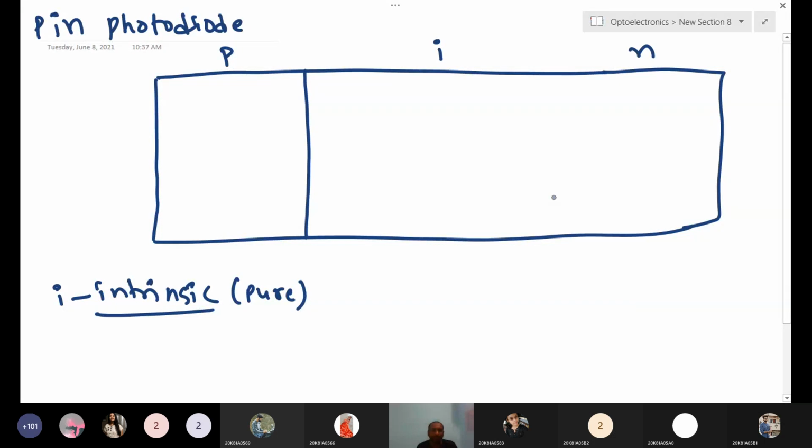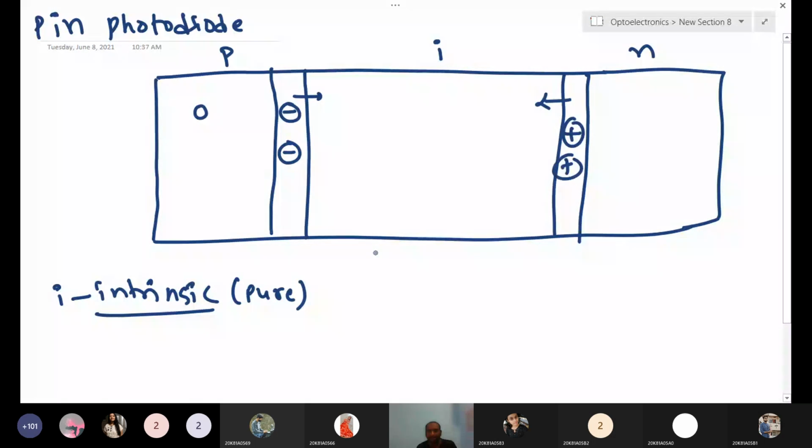Here we know holes are the majority. Once holes diffuse across, a negative charge will be induced, right? This is the depletion region towards this side, and when electrons diffuse here, they leave a positive charge density. In this intrinsic layer, the main feature is that we are not doping any impurity atoms. So the electric field is constant in this layer. That means the electric field extends throughout this layer, up to here. The electric field direction is from plus to minus.